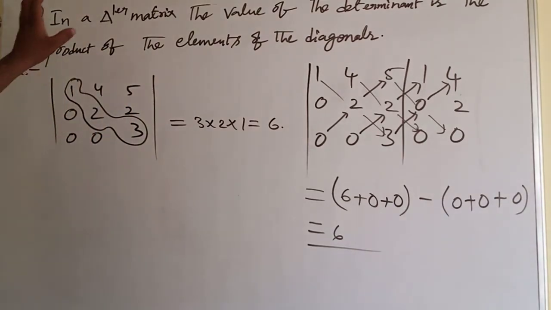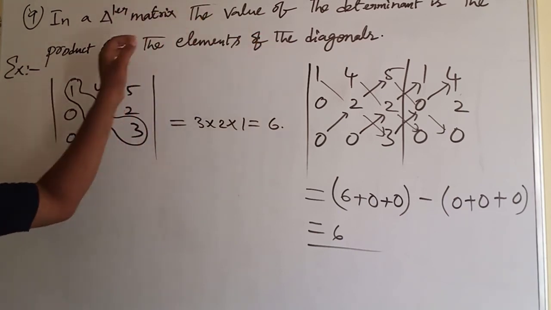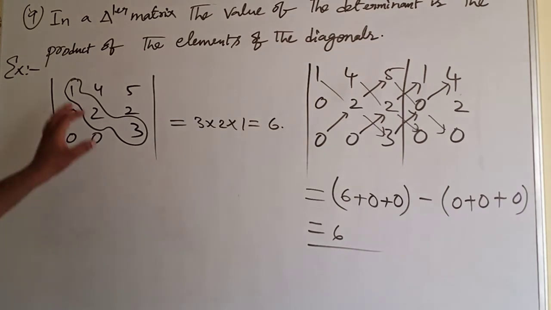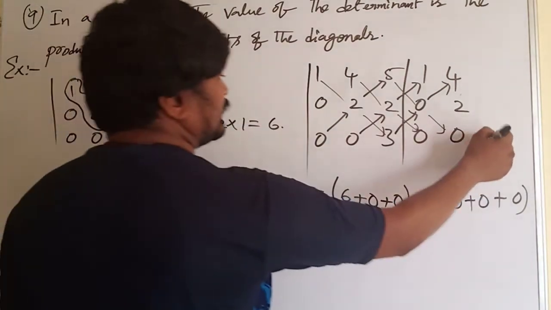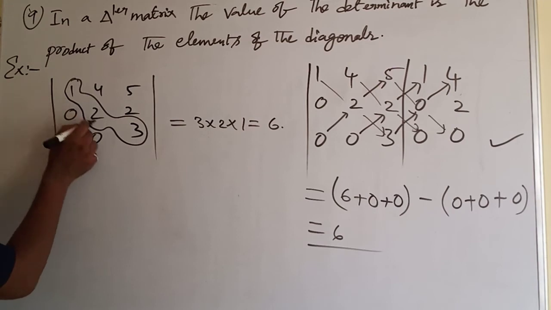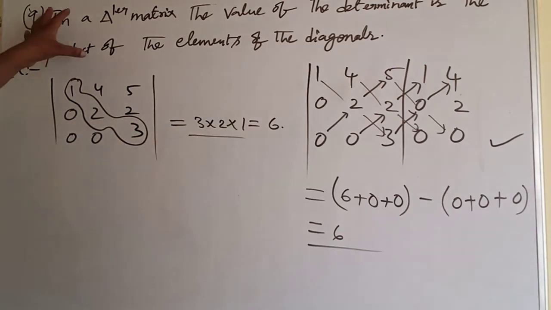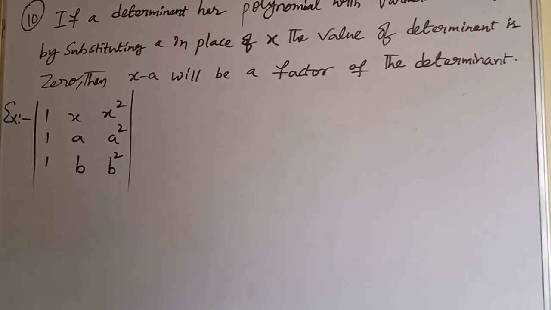So whenever a triangular matrix is given, the value of the determinant is the product of the elements of the diagonal. So at that time, there is no need to go for the Sarrus method. Directly you can multiply the diagonal and write your answer if it is a triangular matrix. So that is about your property number 9. Let's move on to property number 10, the last property.